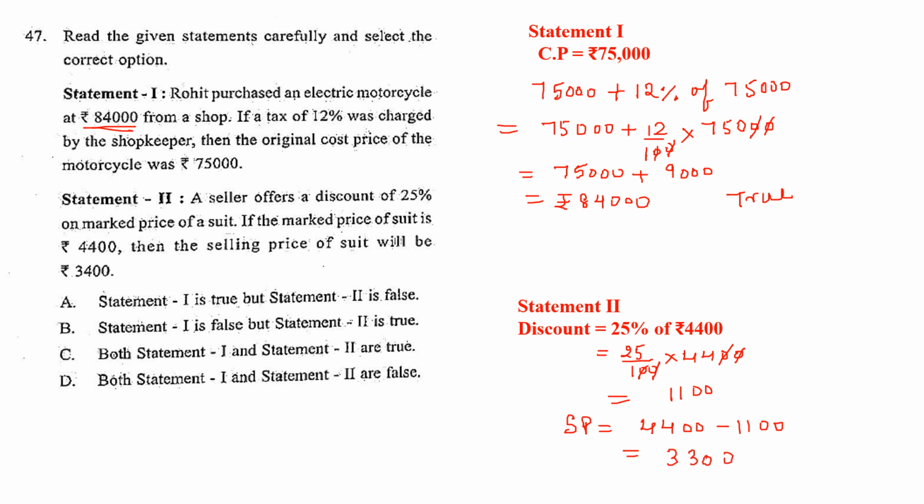But in statement 2, it is given that the sale price is 3400. It means statement 2 is false. So now you see the option where statement 1 is true and statement 2 is false, and I can clearly see from here that A is the correct option, right?